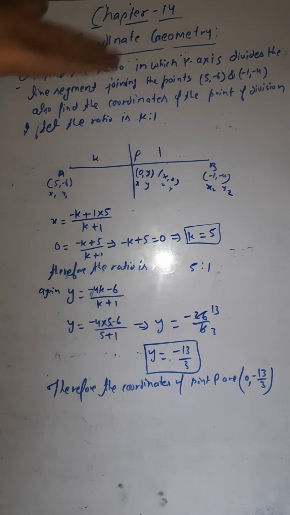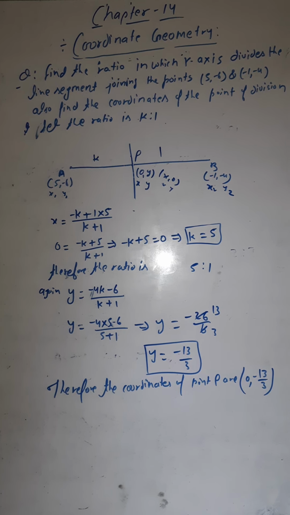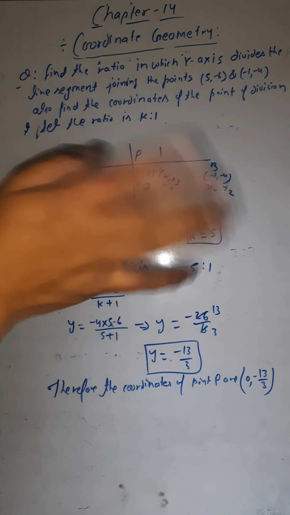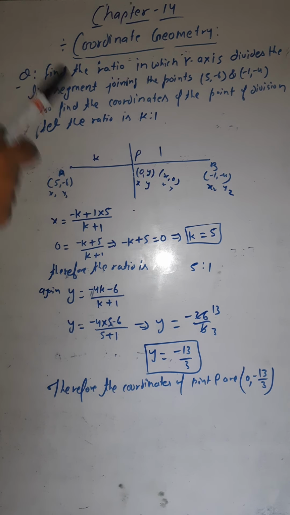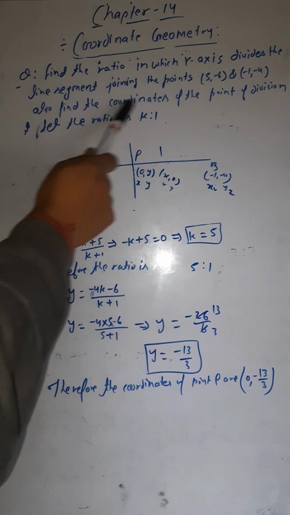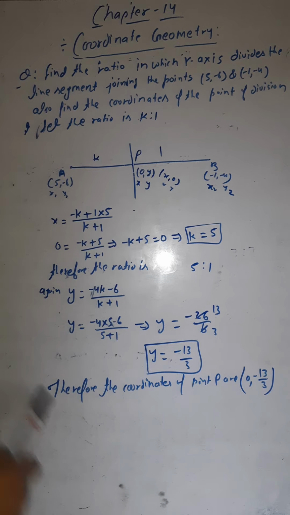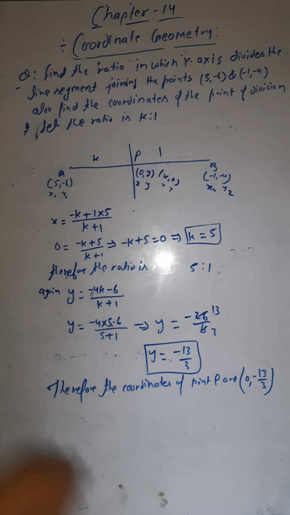So for the x-axis also, it is the same process. Good. Just try this question on your own for the x-axis also. Write this question as: find the ratio in which the x-axis divides the line segment joining this and this. Then try to solve it and send it back to me. Okay, now the next question we are going to solve here.